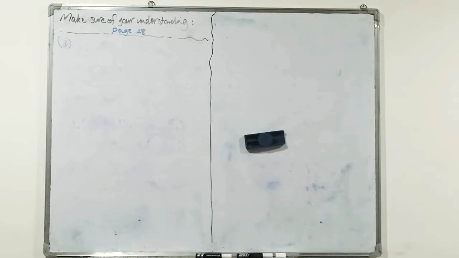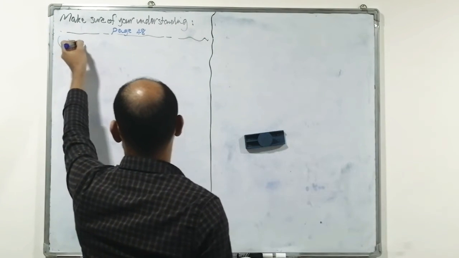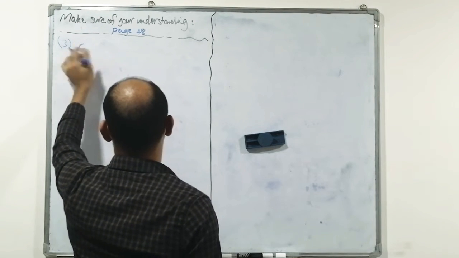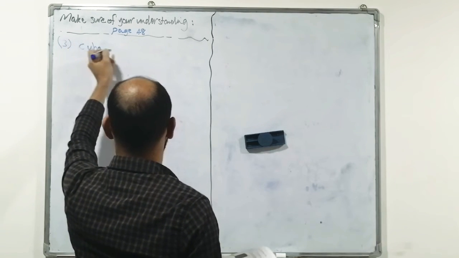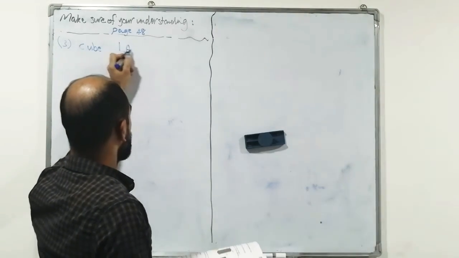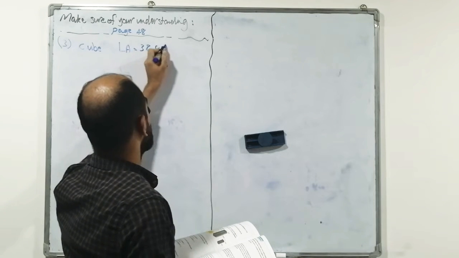Now in question number 3, I read the question. If you know that the lateral area of the cube, we have a cube, the shape is a cube. Its lateral area, that means the lateral area of the shape, equals 32 centimeter to the power 2.